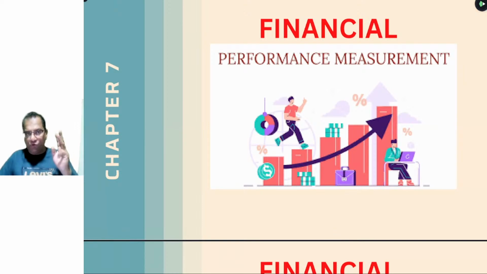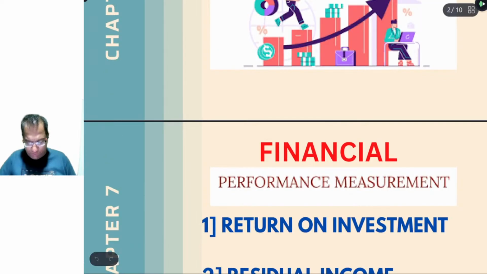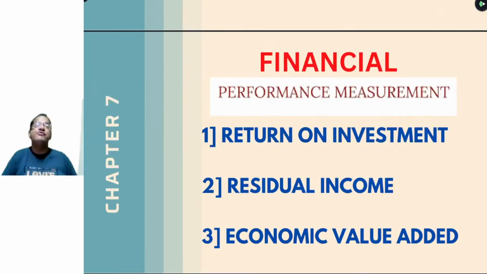Okay, so there are a total of 3 financial performance measurement models available in our syllabus. The first one is return on investment, commonly known as ROI. You have heard this name multiple times before. The second technique of measuring the performance of a department on financial ground is residual income.